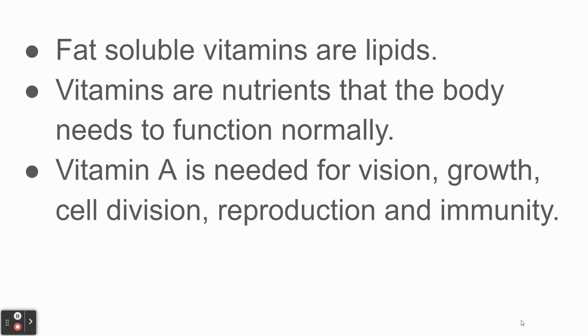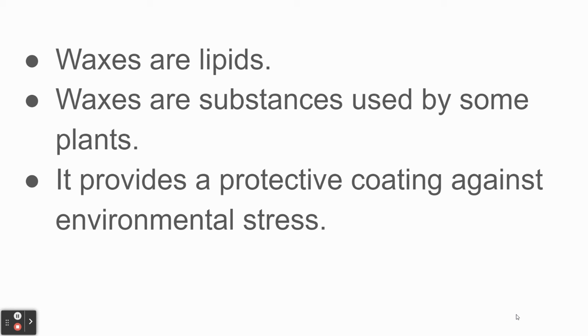Fat-soluble vitamins are lipids, vitamins A, K, E, and D. They're nutrients that our body needs normally. Vitamin A, for example, is used for vision, growth, cell division, reproduction, and immunity. Without it, those systems don't function right. So you got to eat fat in order to get some of those fat-soluble vitamins in your diet.